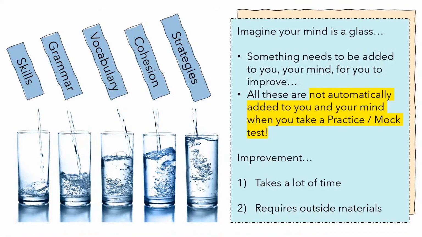Because the way to improve in anything in life, whether it be your English, another language, or math, or science, or whatever it may be, you have to add something to your mind. Imagine your mind is a glass. Something needs to be added to your mind for you to improve. All these are not automatically added to your mind when you take a practice or mock test, right? In order to improve your writing, you need to improve your grammar and vocabulary and cohesion and so on and so forth, right? Reading, listening, speaking, right? Something needs to improve. Improvement takes a lot of time. Improvement requires outside materials or help.